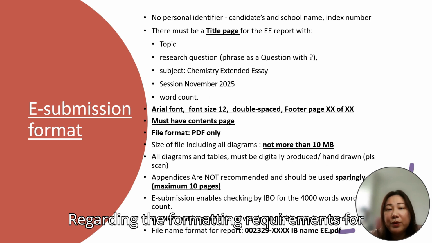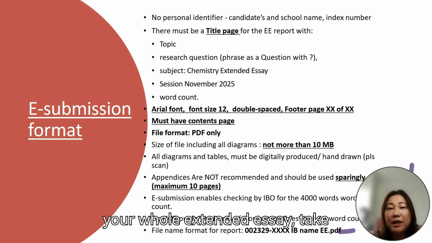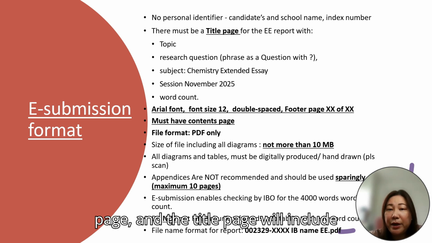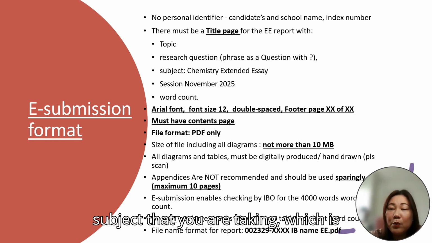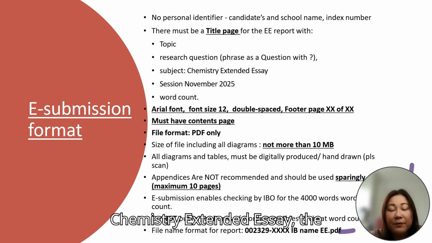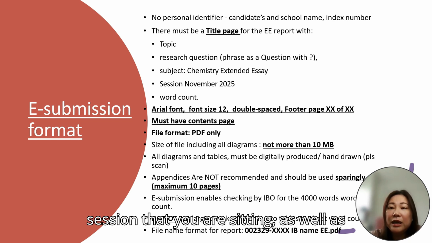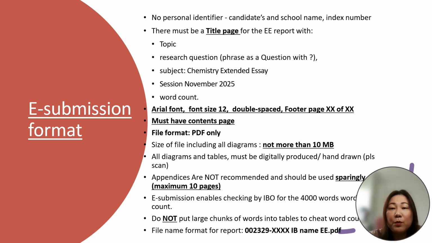Regarding the formatting requirements for your whole extended essay, take note to use Arial font size 12. And the presentation of the text should be double spaced. And remember, you need to have a title page. And the title page will include the research topic, the research question, the subject that you are taking, which is chemistry extended essay, the session that you are sitting, as well as the word count.